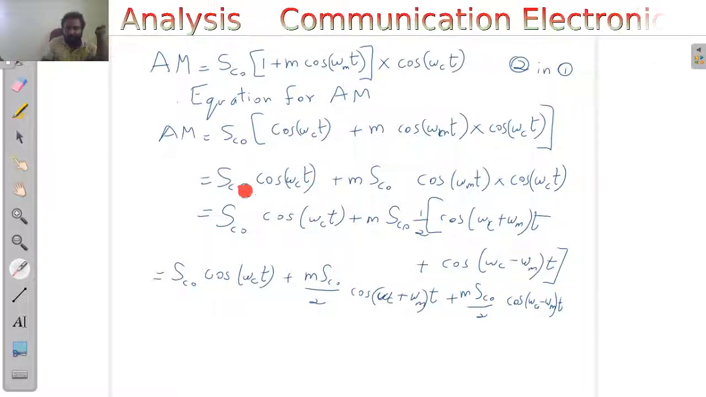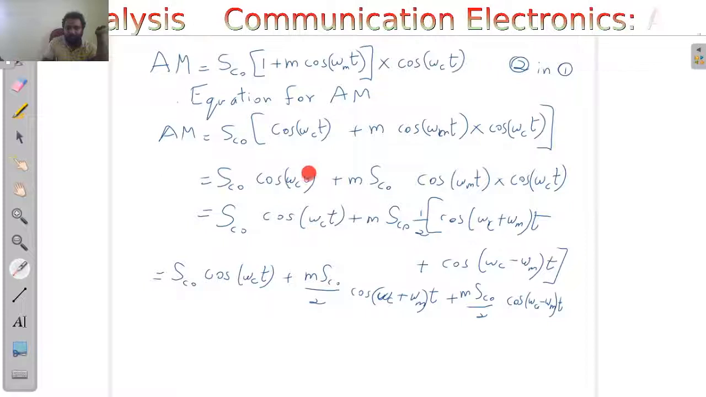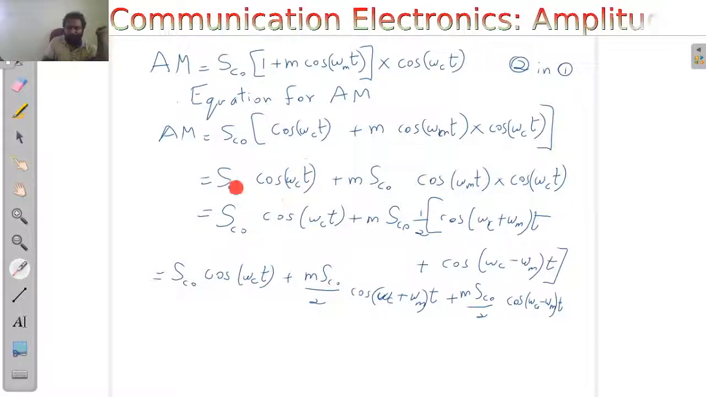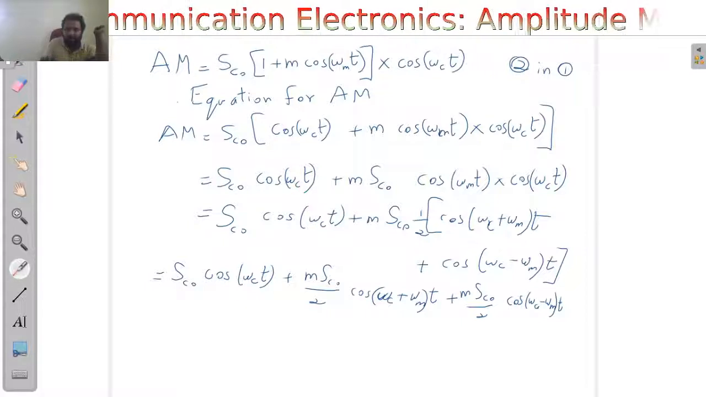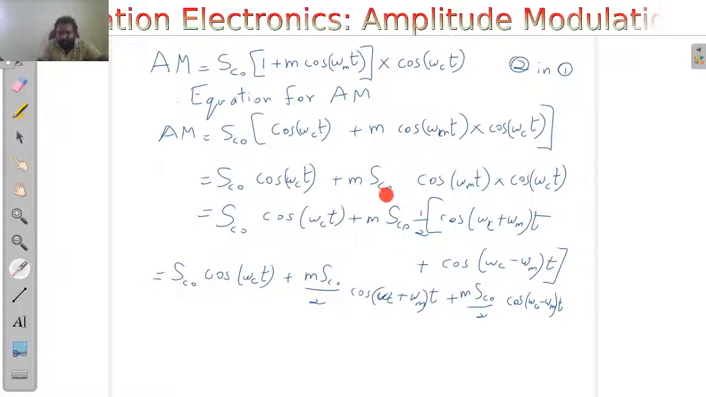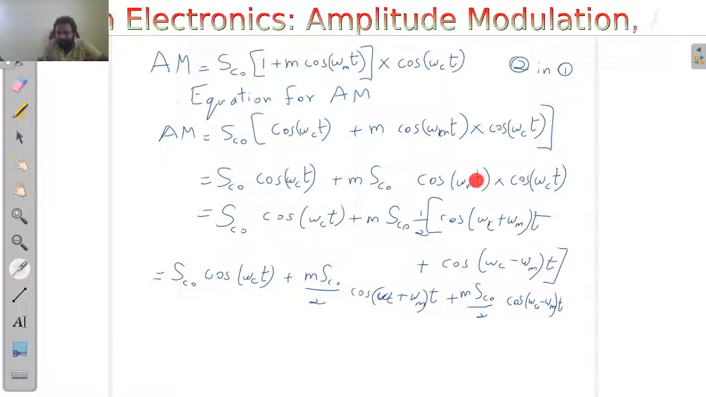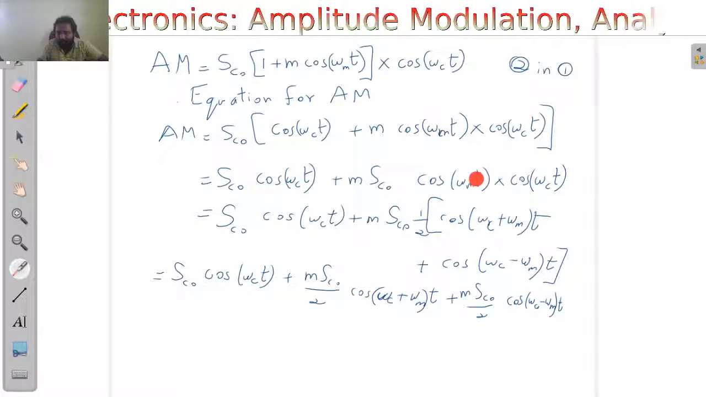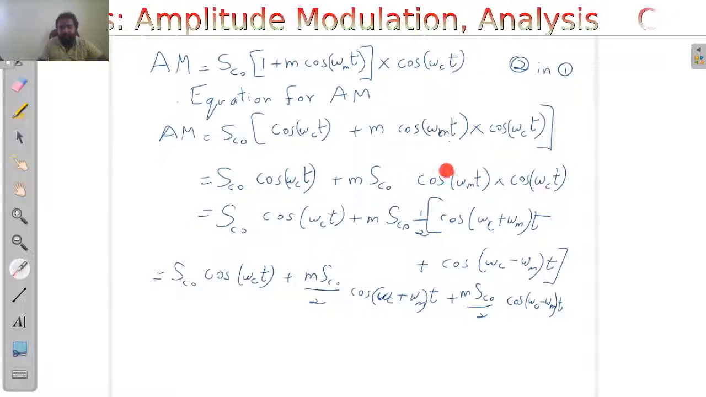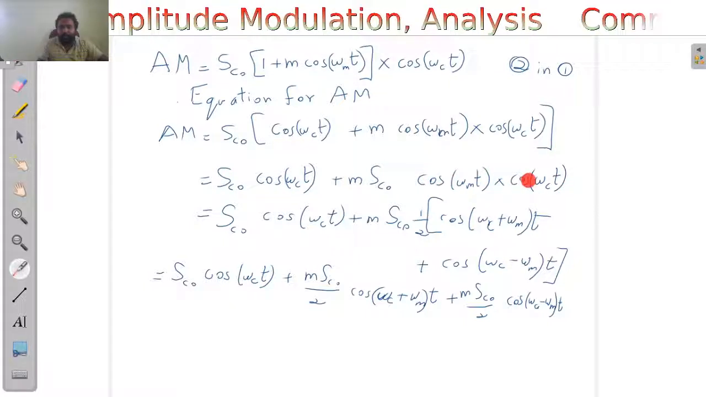You get two terms. One is SC0 cos omega ct. That happens to be our carrier signal. Okay, that term is representing our carrier signal. Then you get an additional term. This additional term has m SC0 as a constant and a multiplication between cos omega mt and cos omega ct. So this is actually a frequency translation happening here.